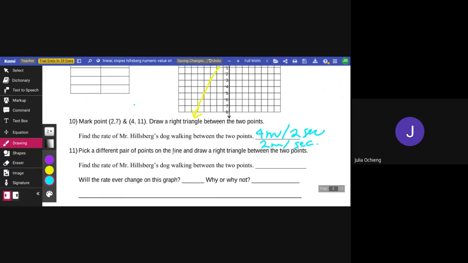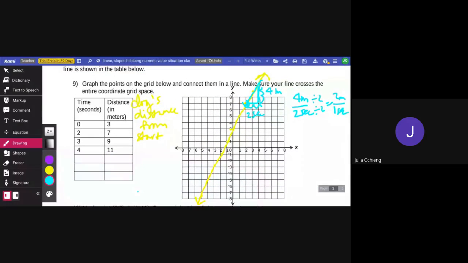All right, number 11, pick a different pair of points on the line and draw a right triangle between those 2 points. And find the rate of Mr. Hillsberg's dog walking between those 2 points. All right, so we're going to get rid of that blue triangle there. And let's pick from 0, 3 as our first point to 3, 9. The 3, 9 was up here. All right, my triangles at least are getting better.